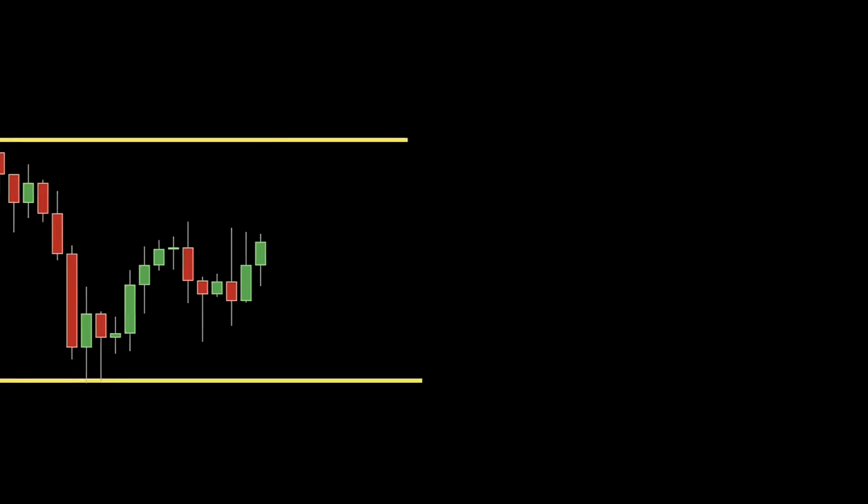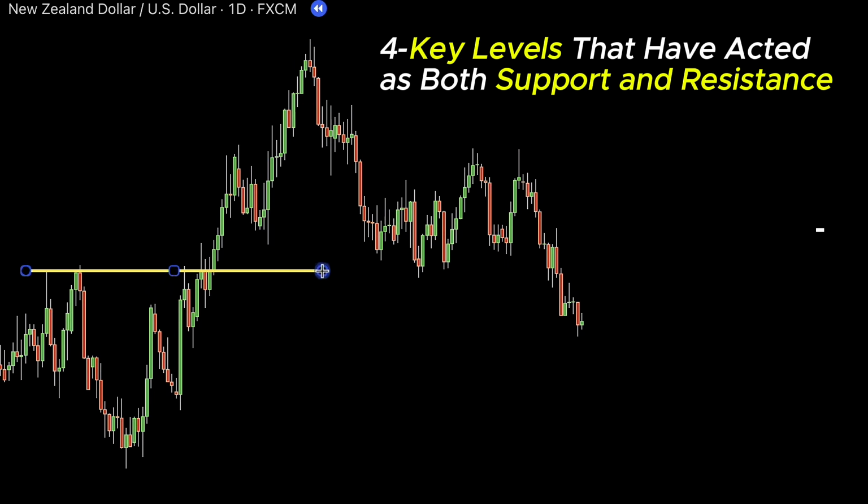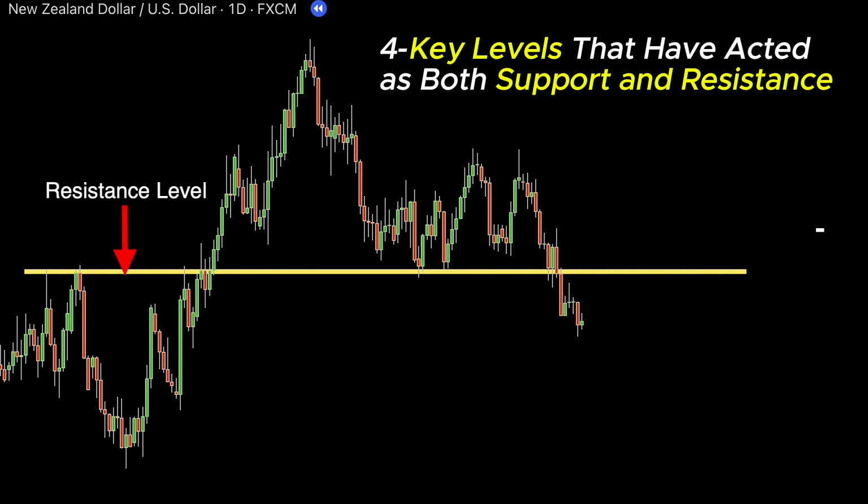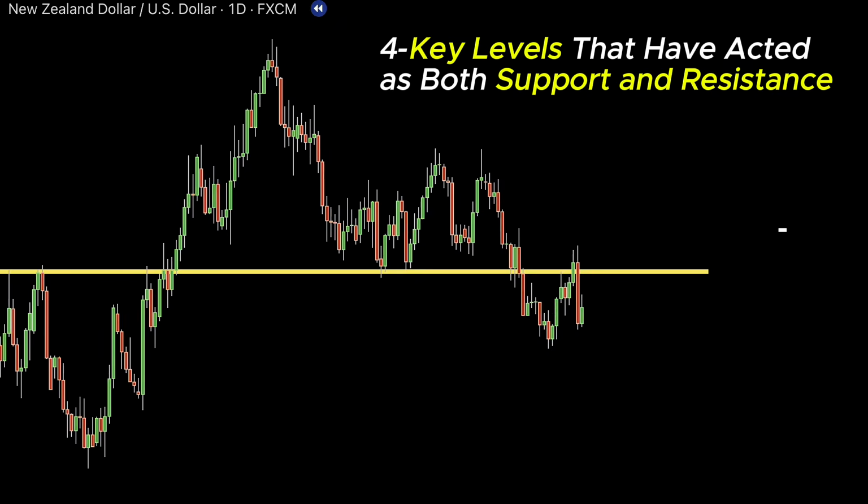Key levels that have acted as both support and resistance. A very reliable indicator of a key level is one that has acted as both support and resistance at different times. For instance, a price level might have initially acted as resistance, rejecting price moves upward. Later, when price breaks above, that same level may act as support. This role reversal is powerful because it confirms that the level is significant in the market. It means both buyers and sellers recognize its importance, making it a strong level to watch for future trades.